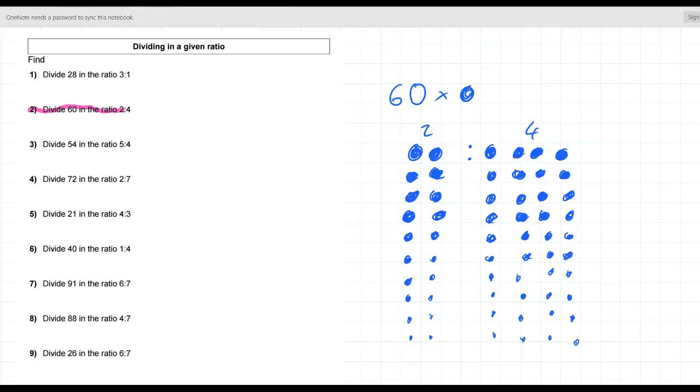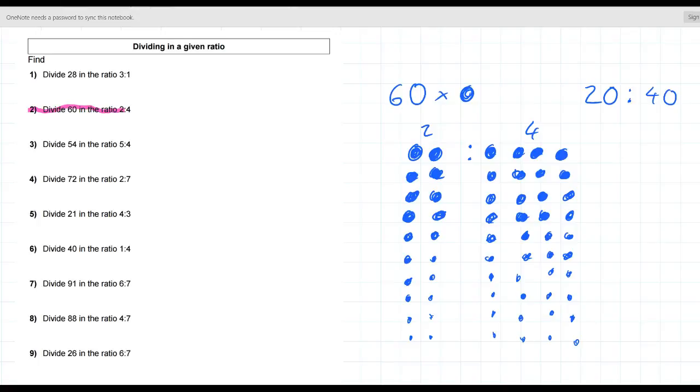So that's pretty much in a ratio of 2, 4, 6, 8, 10, 12, 14, 16, 18, 20 to 2, 4, 6, 8, 10, 12, 14, 16, 18, 20, up to 40. Okay, so it ended up being 20 dots on one side to 40 dots on the other side, 60 shared in a ratio 20 to 40.